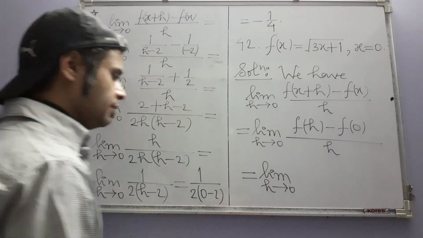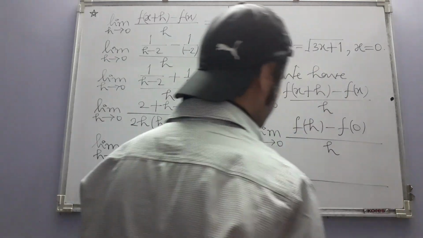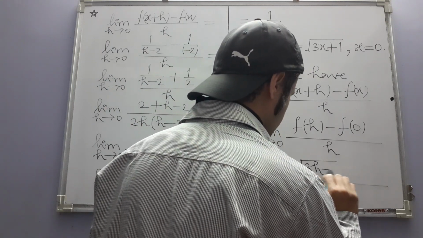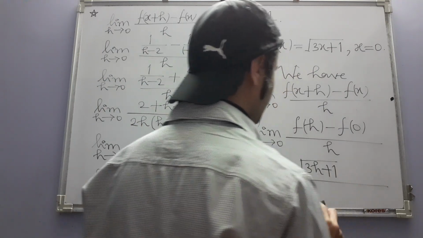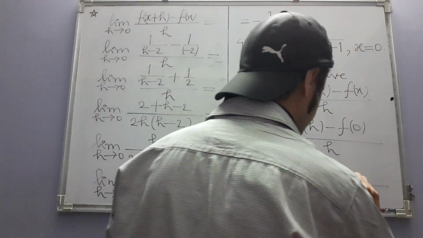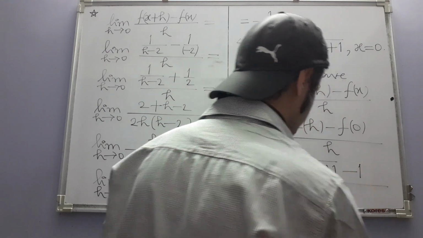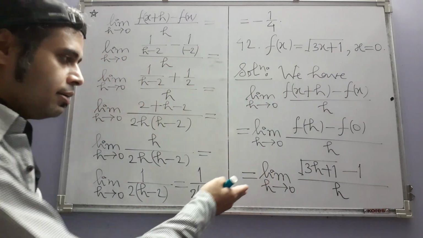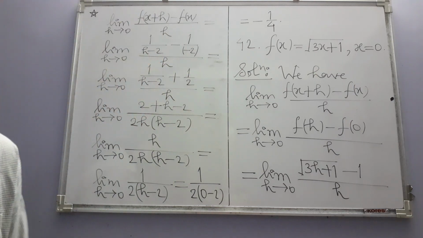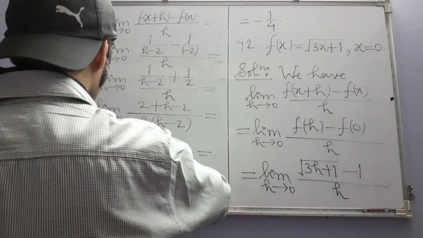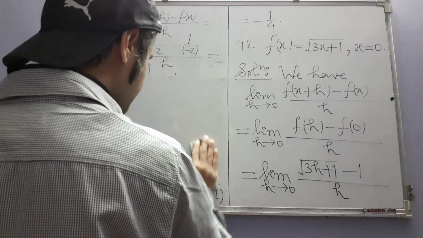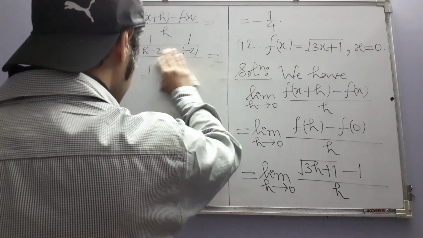Okay, so now we use the definition of the function: square root of 3h plus 1 minus what will be f of 0? 1, over h. So it's again in a form just like exercise 30. So we have to proceed accordingly like in that exercise. What we did there, here also we have to do a similar trick.